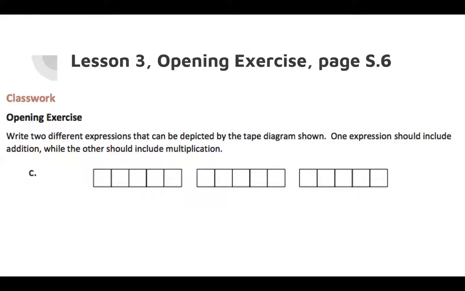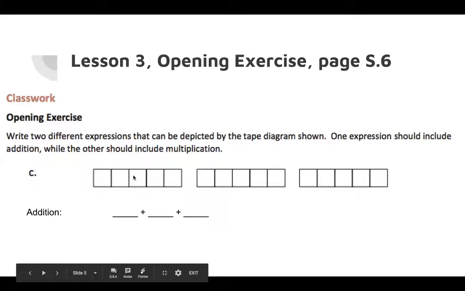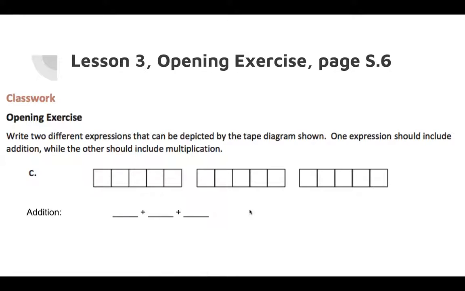Now your opening exercise is, again, you have your tape diagram, still on page S6. Write down addition. These are your blanks. What addition expression can you write down to show these 1, 2, 3, 4, 5 boxes? So you have 5 boxes and 3 sets of that. And what does a multiplication problem look like? Pause this video to answer that question.